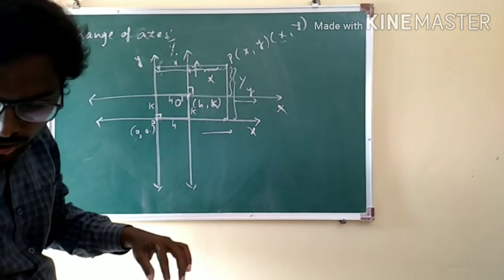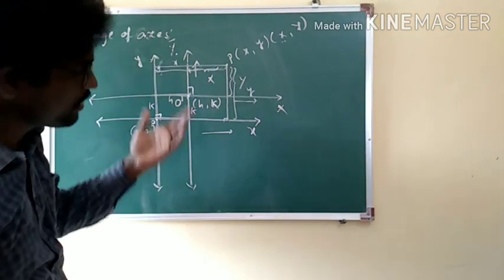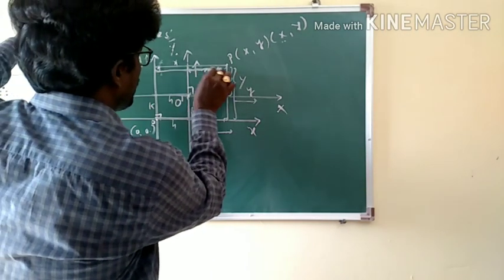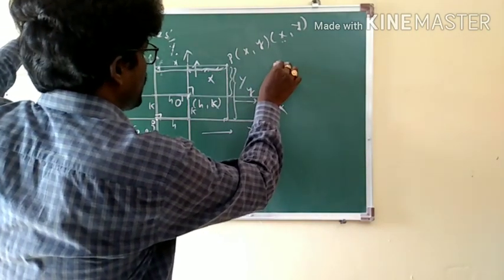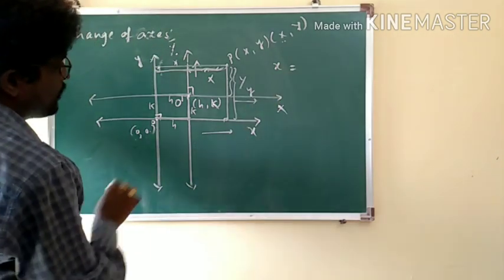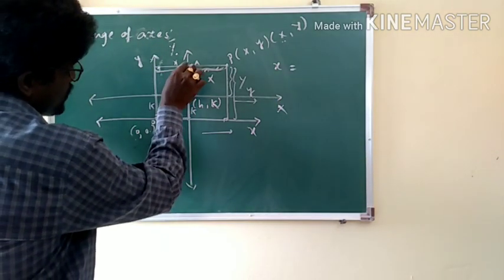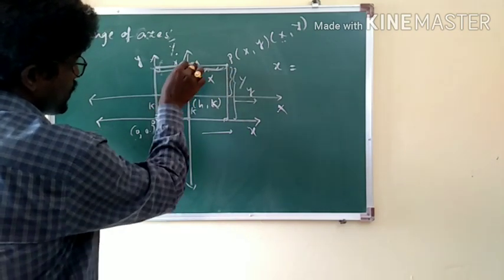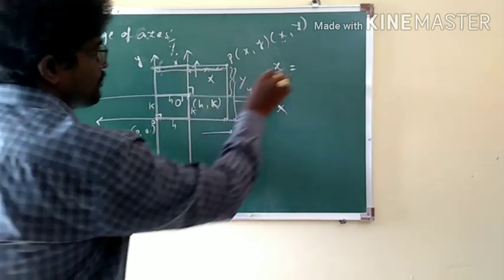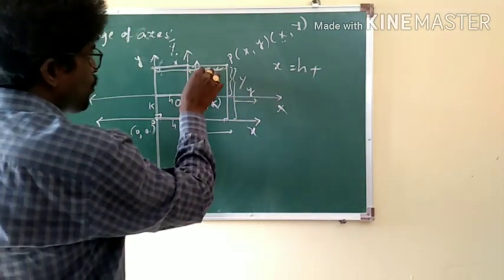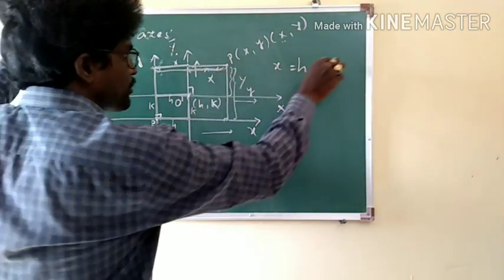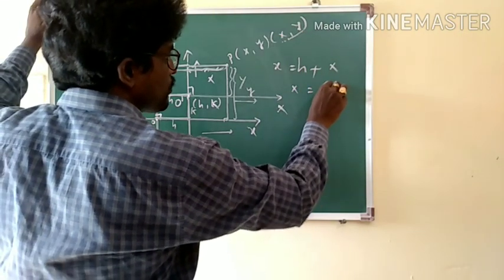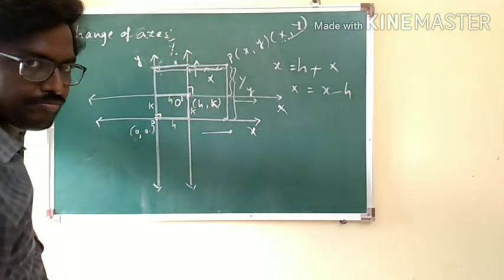From the figure, what do you notice? I am going to highlight with some other piece of chalk here. The total length x is equal to, tell me, this portion plus this portion. What is the length of this portion? h. Plus what is the length of this portion? Capital X. What is our subject? Capital X. So capital X is equal to x minus h.